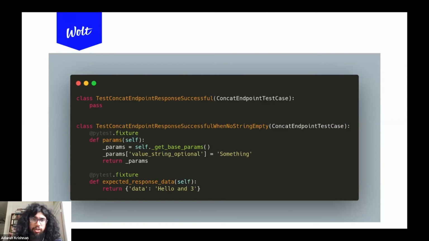Now moving on to the successful case. In the first basic response successful case, I didn't have to do anything, absolutely nothing. I can just write pass because I'm subclassing from this base class, and everything is set up for the test to work. So this is just going to work without any code.